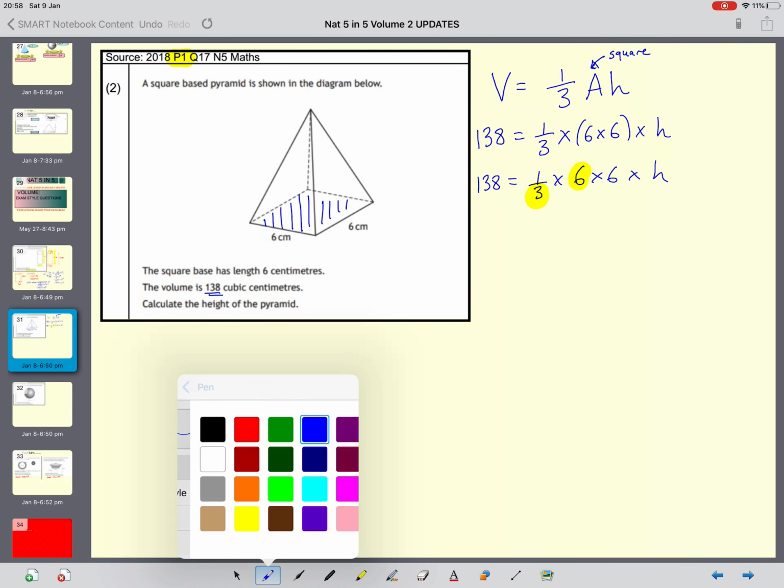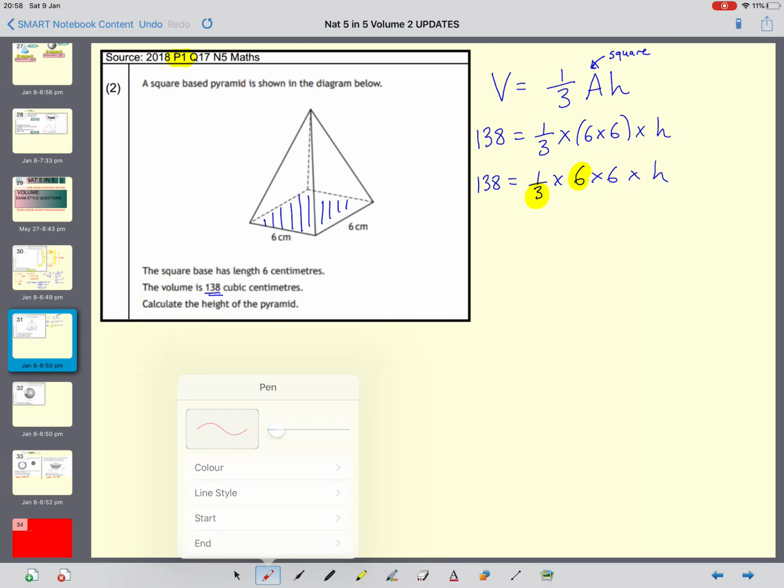So 3 into 3 goes once, 3 into 6 goes 2 times. So I've really got here 138 equals 1 multiplied by 2 multiplied by 6 multiplied by h. Now I'm just going to get rid of that 1 because anything multiplied by 1 is just the same. So 138 equals 2 multiplied by 6 multiplied by h.